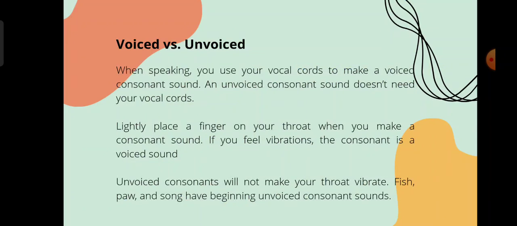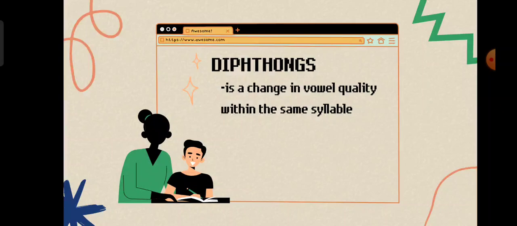So, voiced and unvoiced. When you speak, you use your vocal cords to make a voiced consonant sound. An unvoiced consonant sound doesn't need your vocal cords. Lightly place a finger on your throat when you make a consonant sound. If you feel vibration, the consonant is a voiced sound. An unvoiced consonant sound will not make your throat vibrate. Fish, vow, and song have been beginning unvoiced consonant sounds.